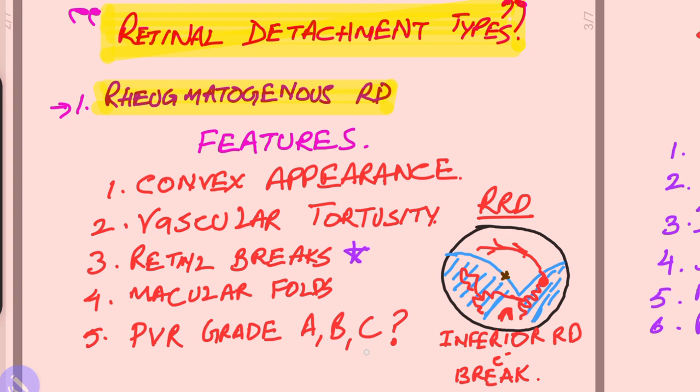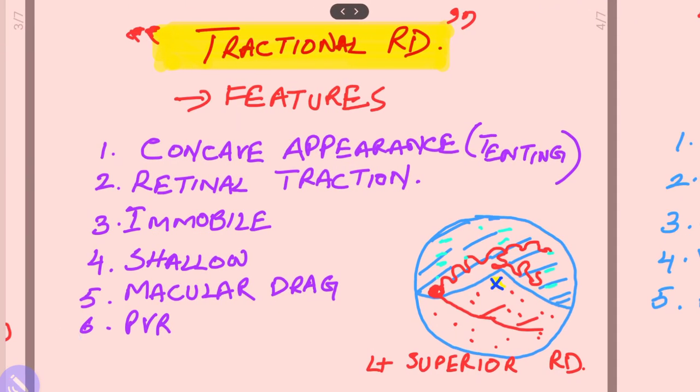It can be grade A, B, or C. In my next video I will discuss proliferative vitreoretinopathy, or PVR, and the prognosis linked to PVR. Now in this diagram you can see the blue area is the detached area. This is an inferior break, this is the blood vessel, and this is the disc.